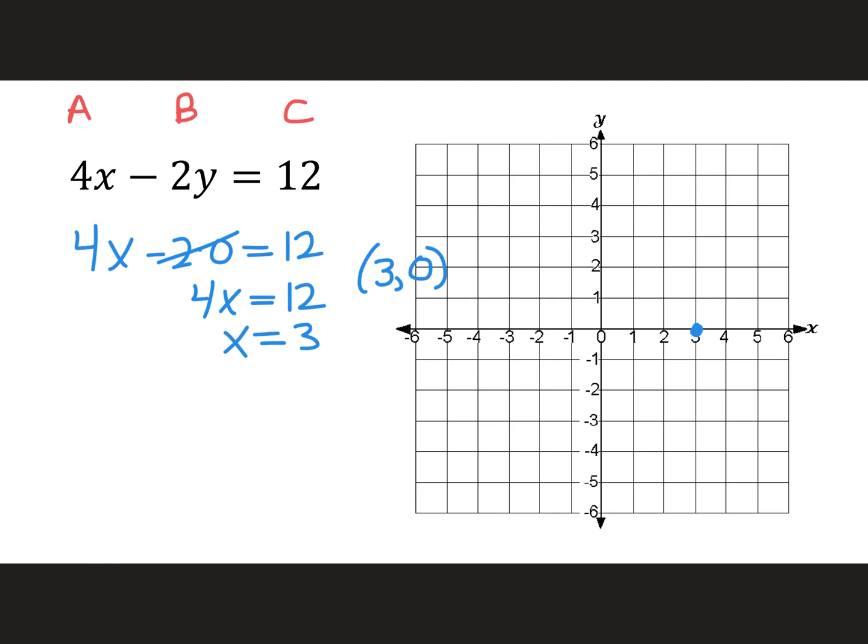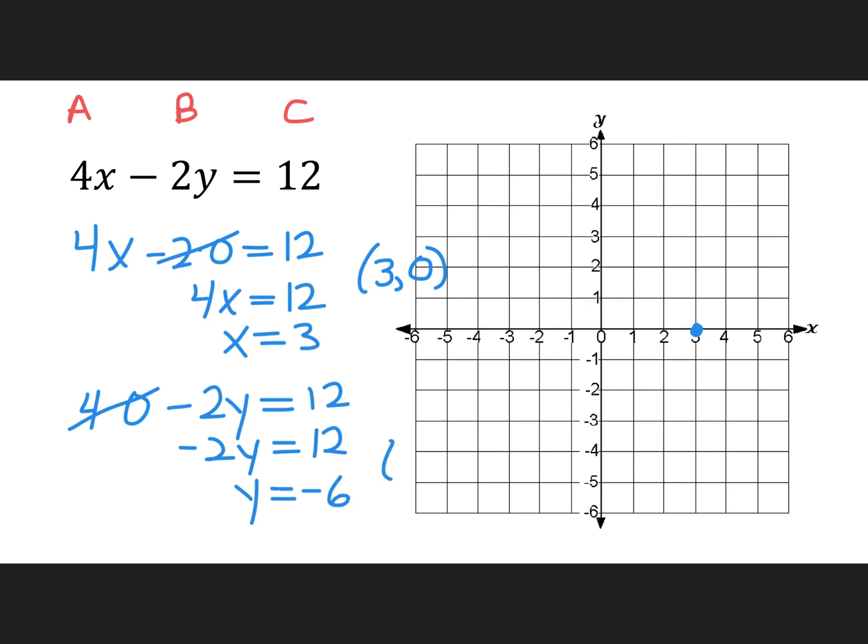Alrighty, now I'm going to do the same thing, but this time I'm going to put a 0 in for the x value. So say 4 times 0 minus 2y equals 12. And as you can see, again, the cool thing about that is my x goes away. And then I have this -2y equals 12. Divide both by -2, and I get y equals -6. And so my ordered pair is when x is 0, y is -6. And that is my y-intercept. And then all I have to do is draw a line through those 2 dots. It's the same line, the exact same line that we saw before.